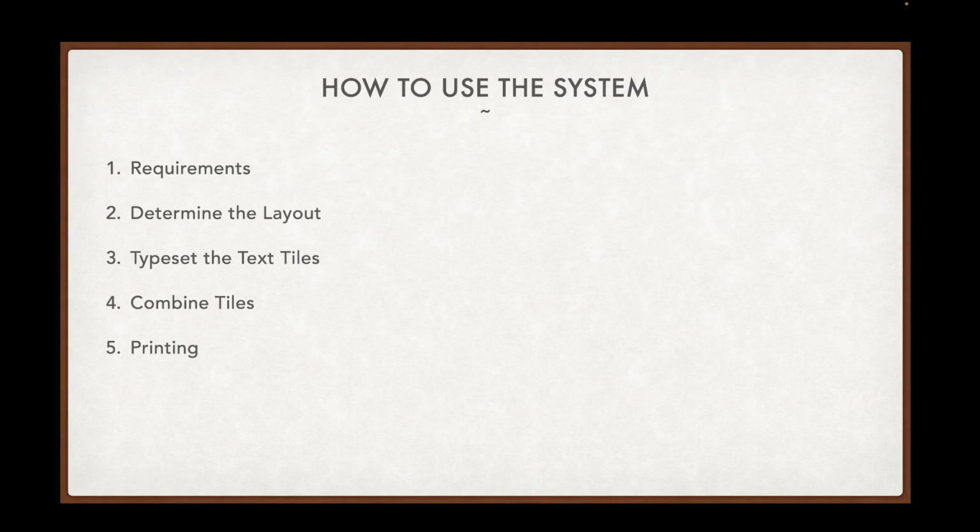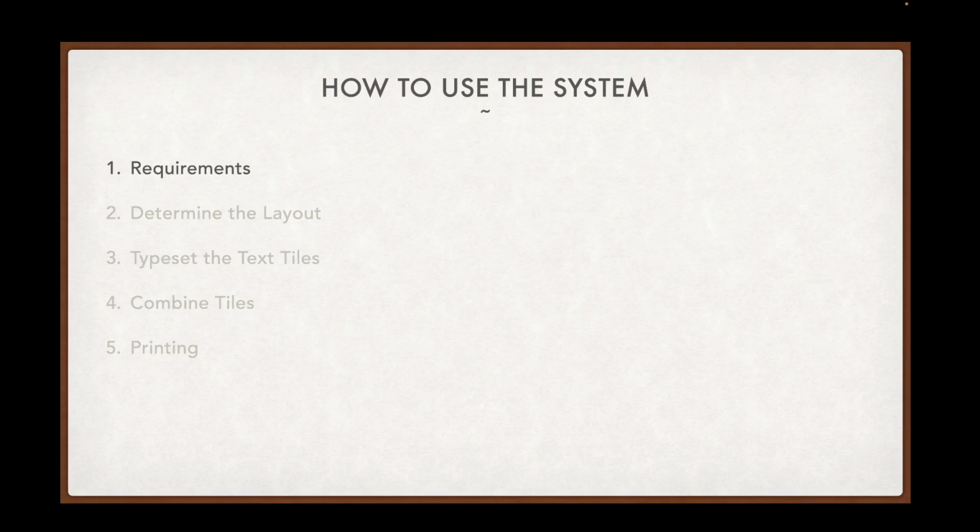Here's what we're going to talk about today. We're going to talk about the system requirements. I'm going to show you how that is set up in MAME. We're going to determine the layout of our newsletter. We're going to do a little bit of typesetting, run the program to combine all the tiles, and I'm not actually going to do the printing, but I'm going to explain how the printing part of the system actually works.